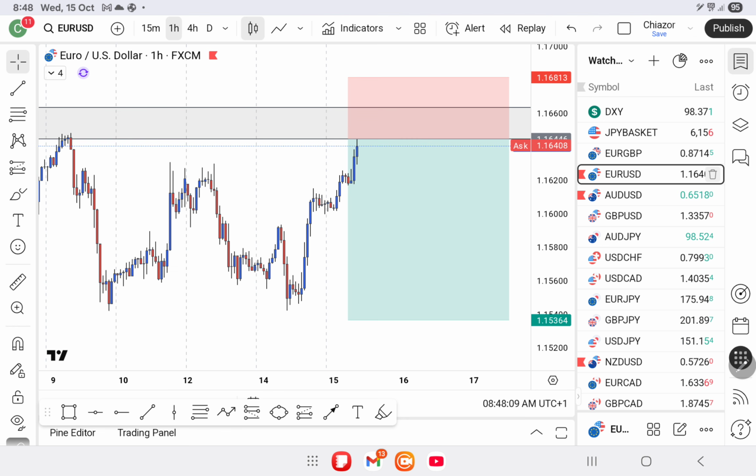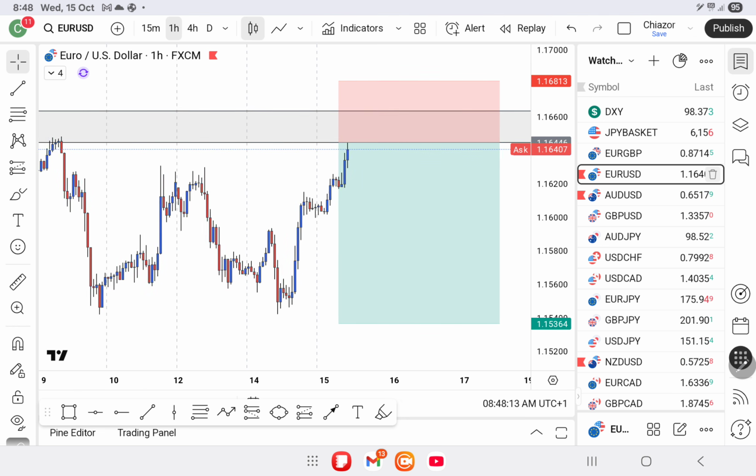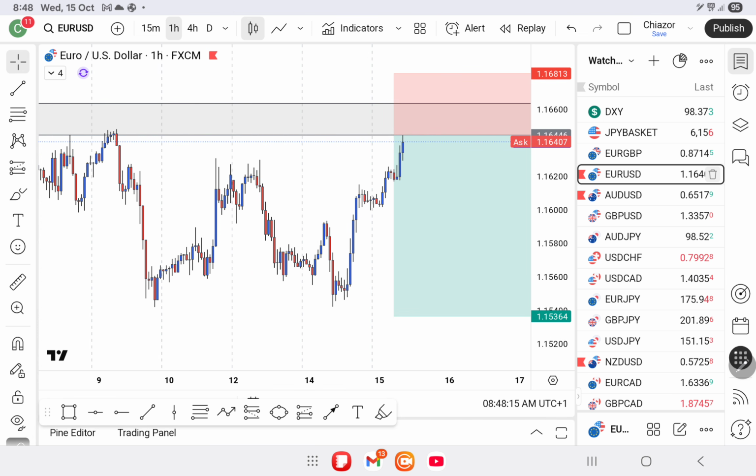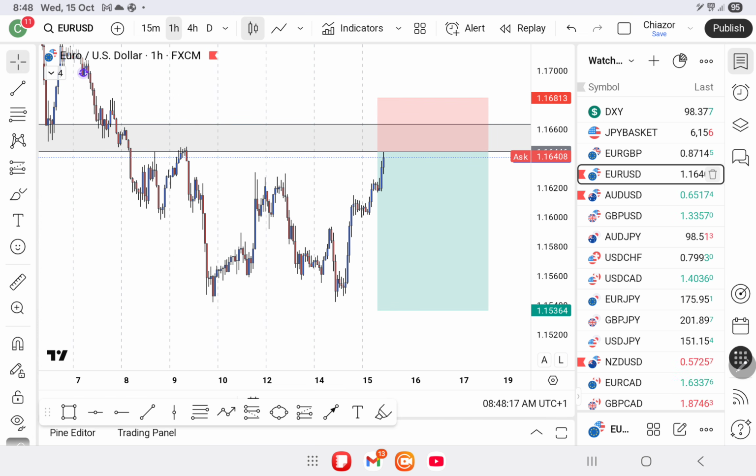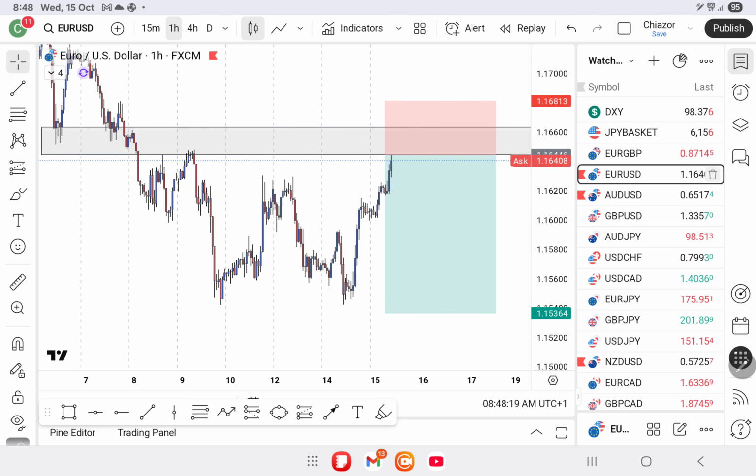Okay, but however, before I go into all of that, you guys remember this Euro USD I shared with you guys on Monday. I told you guys that Euro USD is going to cook for us this week. I'm hopeful that this is the cooking about to happen.